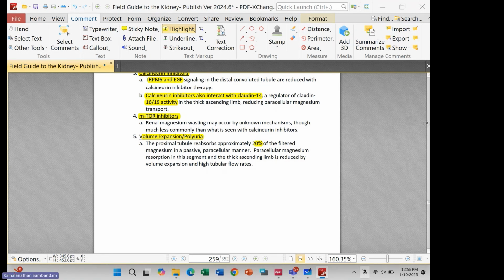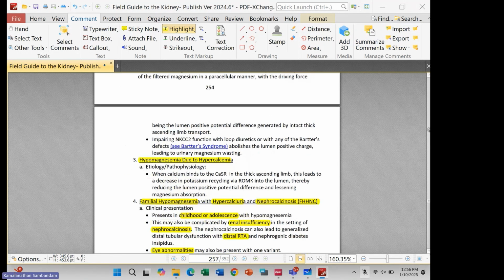Any questions around magnesium homeostasis?